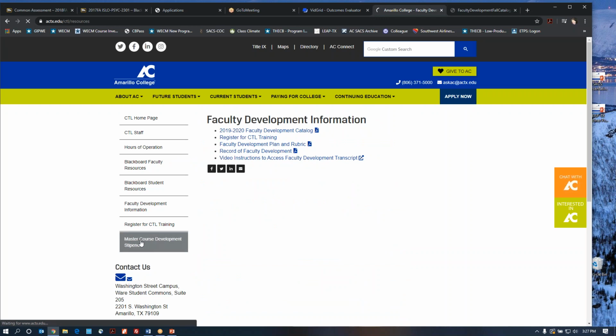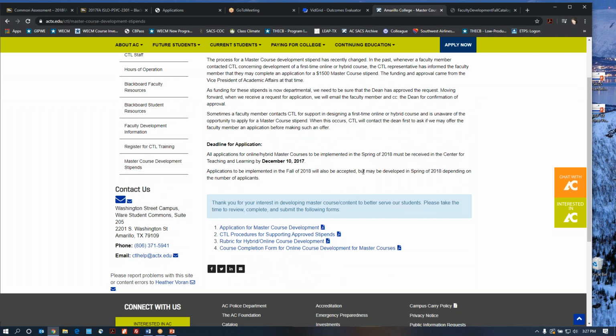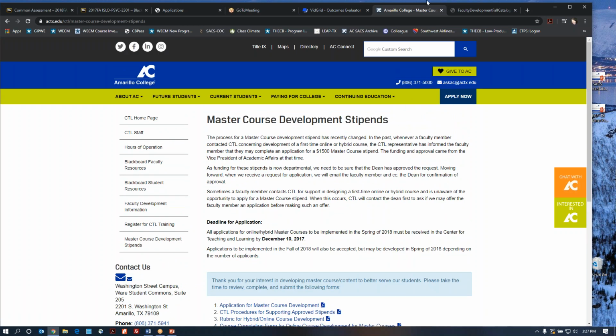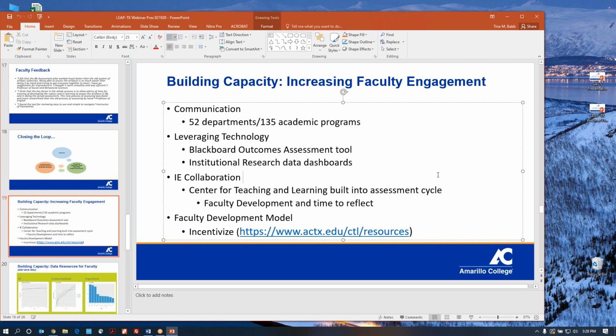And then we've got stipends that we have for our faculty as well, where they can apply. So every time that they're attending a session, whether it's on assessment or these other ones that I showed you, they're getting points towards a stipend. So we incentivize our faculty development model.